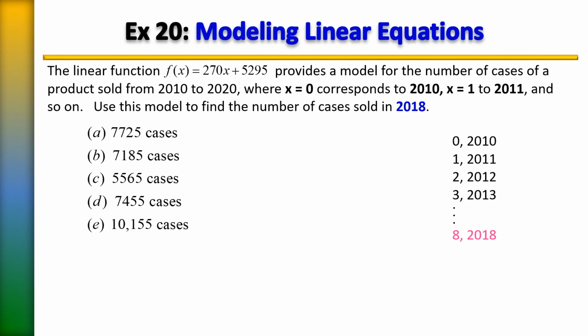So what that means is we're going to evaluate this function for 8. In other words, plug in an 8, find f of 8. So you're going to remove all the x's of the given function and replace them with 8. Now go ahead and get your calculator out and do the calculation of 270 times 8 plus 5295. And what you should get as an output for the number of cases would be 7,455, which is choice D.